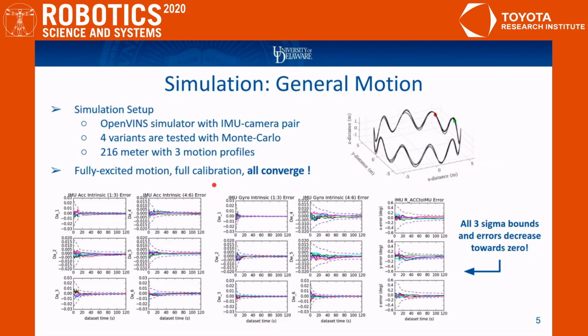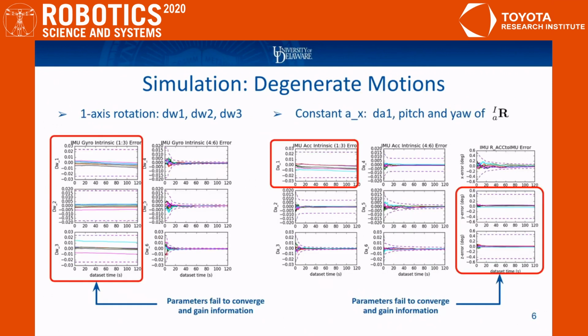We first verify our analysis with simulations. We first run fully excited motions with full calibrations. All parameters converge. The plots show the IMU intrinsic parameters convergence. All three sigma bounds and errors decrease towards zero. We also simulate 2 degenerate motions. The first is one-axis rotation, in which DW1 to DW3 are unobservable. You can see that the 3 sigma bounds and estimate errors do not converge at all. Similar for the constant AX case.